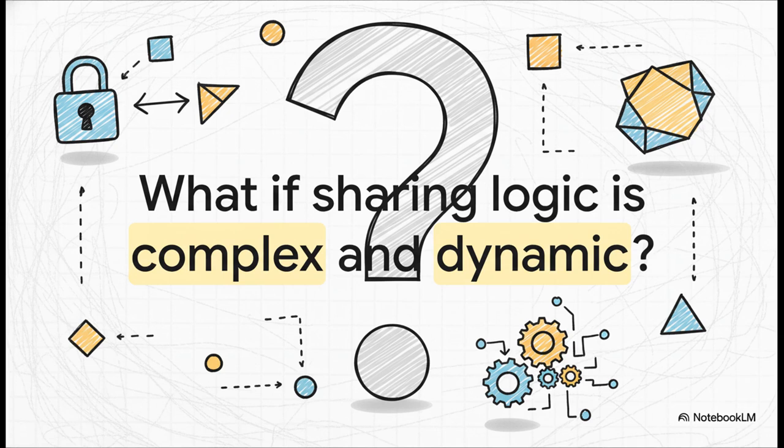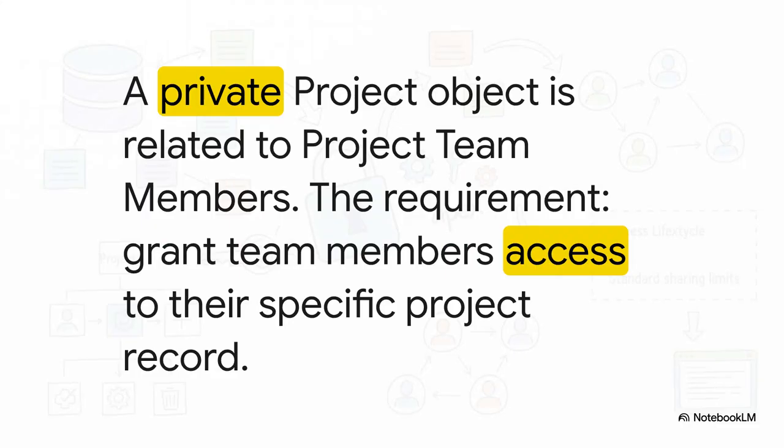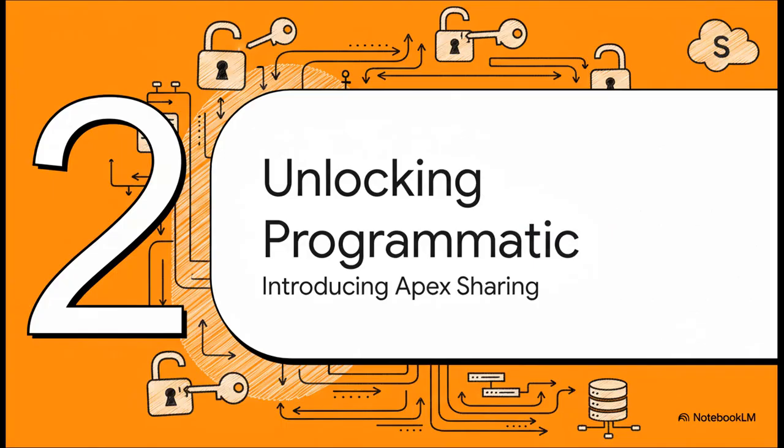But here's the million-dollar question. What happens when your sharing logic isn't simple? What if access isn't based on someone's role or a simple checkbox on a record? What if it depends on data from a totally different object? Let's look at this classic example. We've got a project object and it's private. Now, the rule is you only get to see a project if you are listed as a team member on a related project team member object. Standard sharing rules just can't do this. They have no way to peek into that related list to decide who gets access. They hit a wall. And that is exactly where we have to put down our standard keys and pick up a whole different kind of tool.